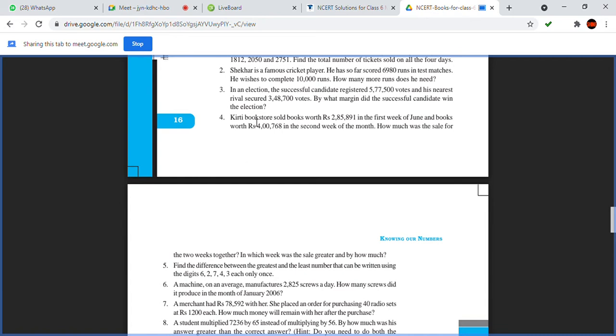Kirti bookstore. That is the name of the bookstore, I think. Kirti bookstore sold books worth rupees 2,85,891 in the first week of June and books worth rupees 4,768 in second week of the month. How much was the total sale for the 2 weeks together? In which week was the sale greater and by how much?